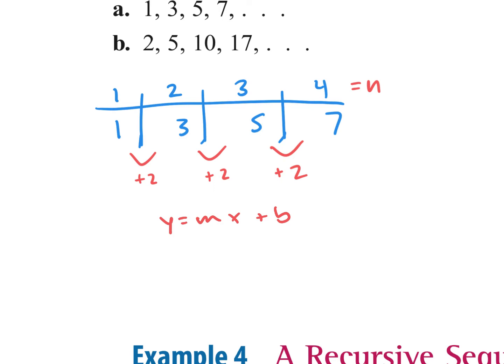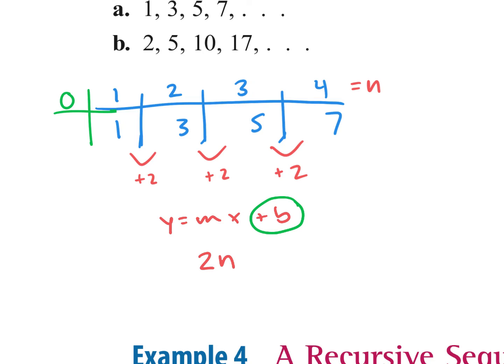What is our slope? 2 would be our slope. So we plug 2 in for m. Instead of x, we use n here because we're talking about our number of terms. And then what does b stand for? The starting point. But b is our y-intercept. That's when n is 0. Do I know when n is 0 here? No, but I can figure it out. I just have to go backwards.